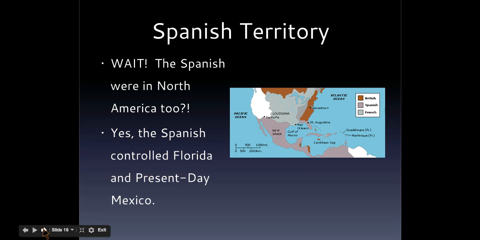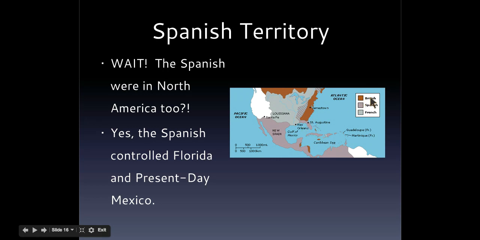Okay, there was also one other country in North America, but this one should not surprise us. We know that Christopher Columbus landed in this area around the Bahamas and Cuba. And Spain established their colonies there, and also established colonies in what's now present-day Mexico and present-day Florida. So they were in North America as well.